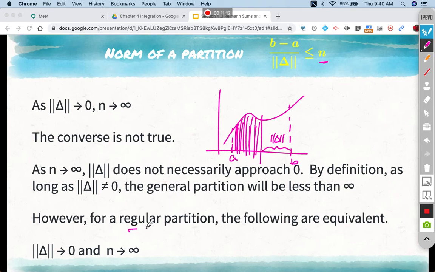But if it's a regular partition, then we can go either way. Then n approaches infinity means the norm approaches 0, or the norm approaches 0 means n approaches infinity. Only for a regular partition.